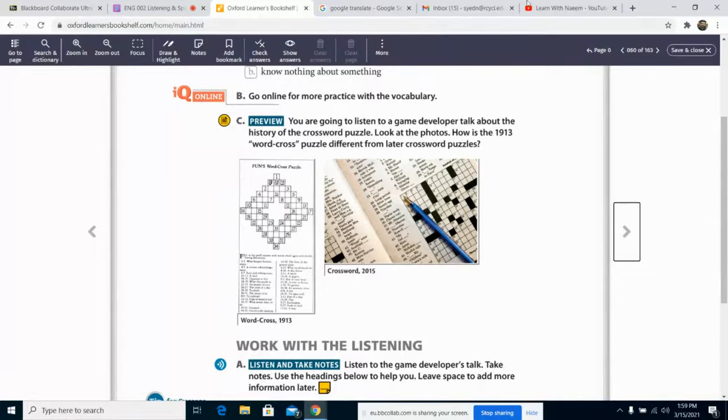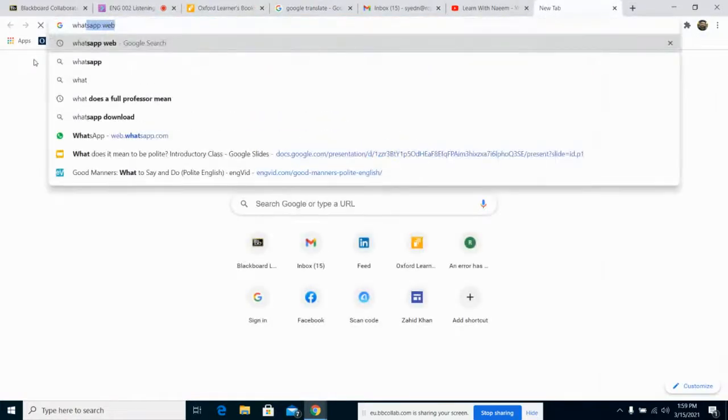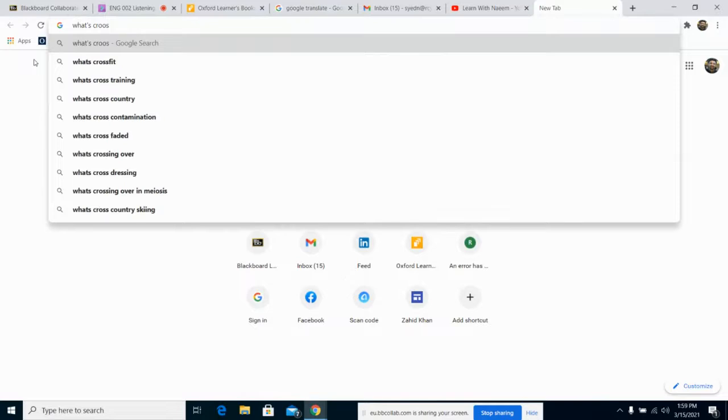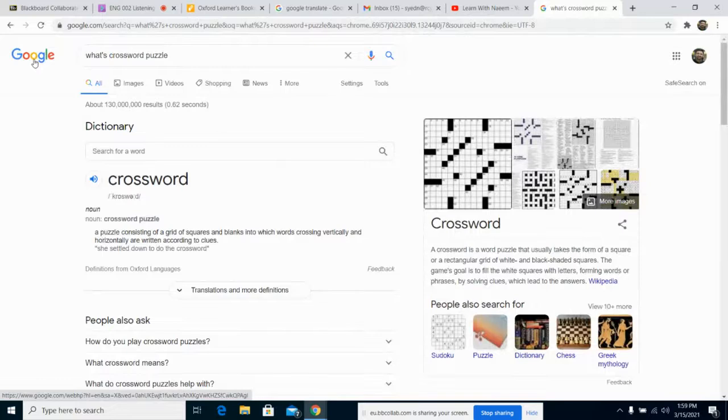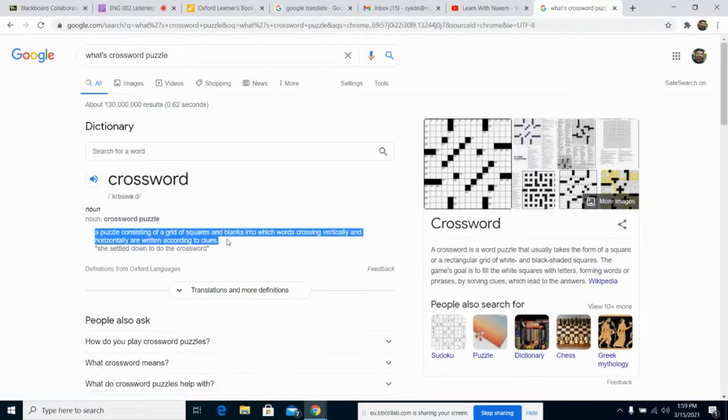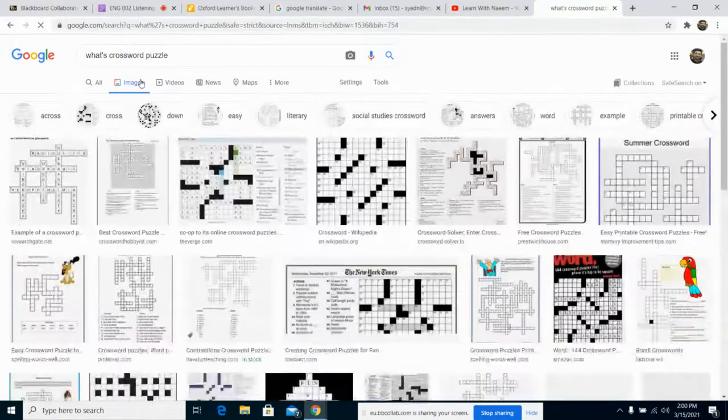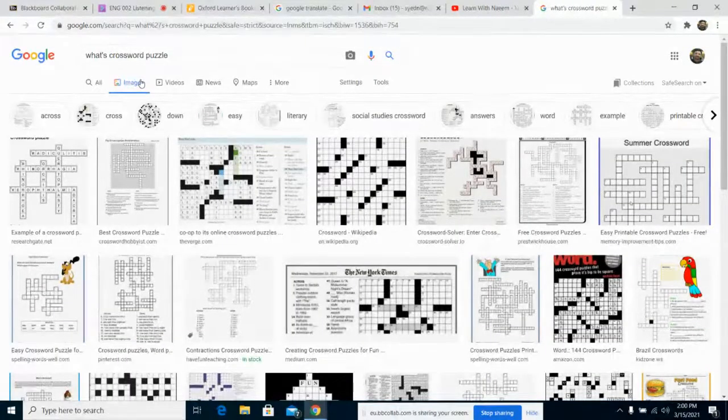So what is actually a crossword puzzle? Let's find out through some authentic definition. A puzzle consisting of a grid of squares and blanks into which words crossing vertically and horizontally are written according to clues. Clues. There are some clues. Let's look at this clue. These are some examples of crossword puzzles.